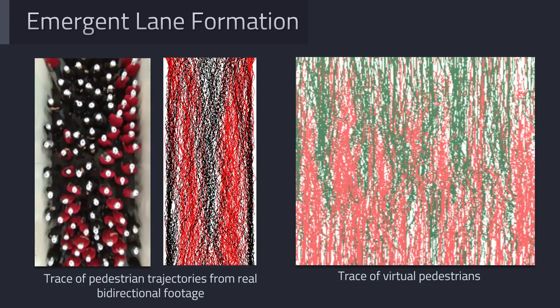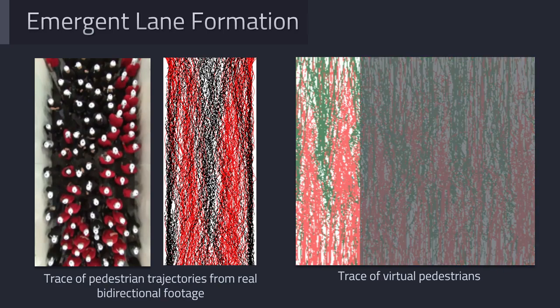On the left hand side is a trace of the actual motion from that video, and on the right hand side is the trace from our virtual pedestrians in a much wider corridor. You can see that in a relatively similar sized width, we're getting very similar patterns to reality, which is not bad. What's really encouraging is that we're able to extrapolate this to a much wider corridor, which is harder to find real data for and to compare. So this is a good sign.